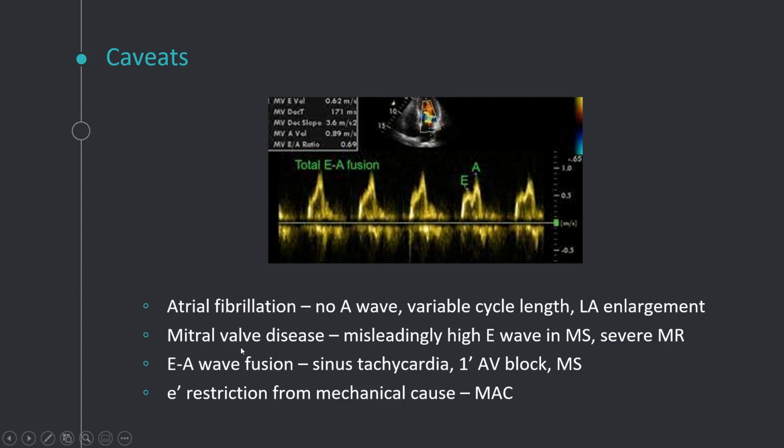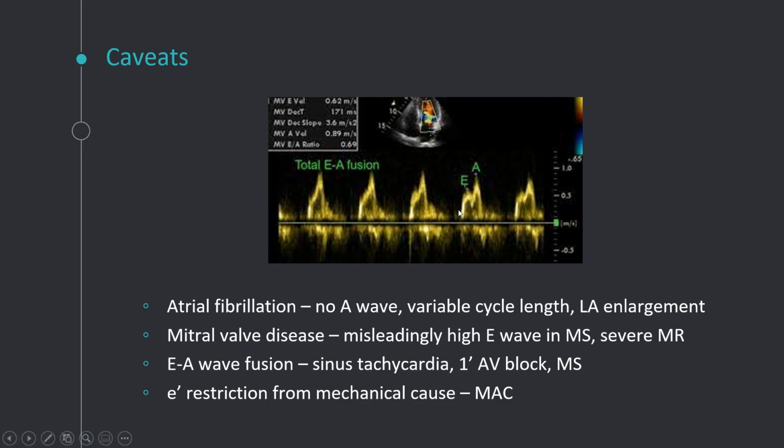Sometimes you have something called E to A wave fusion, and this is what I'm showing here at the top. You can have multitudes of rhythm disorders and mitral valve disease that can cause this. If you remember earlier, in tachycardia, diastole is the one to go first, and in diastole, it's diastasis that goes first. So what happens is that your E wave and the A wave come very close, and if the tachycardia becomes severe enough, they actually sort of fuse.